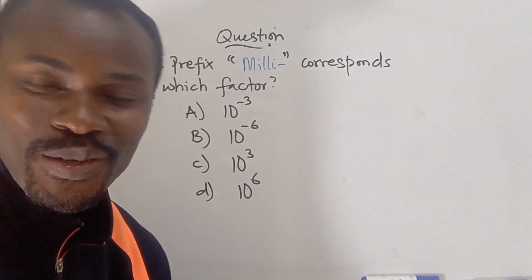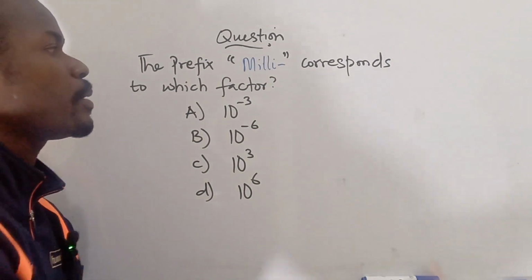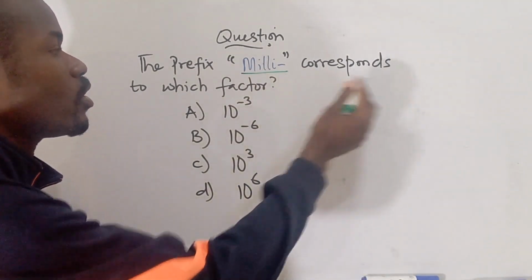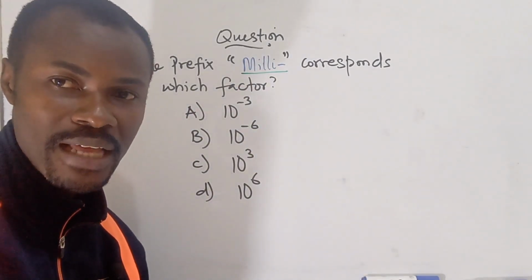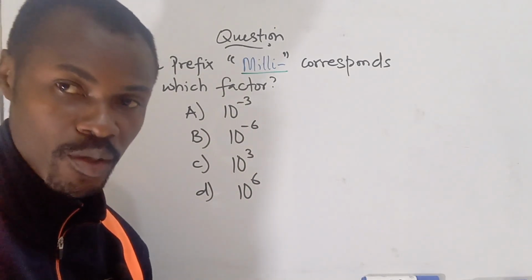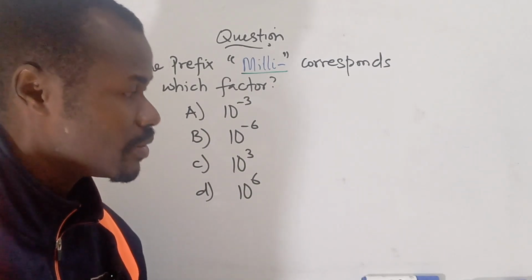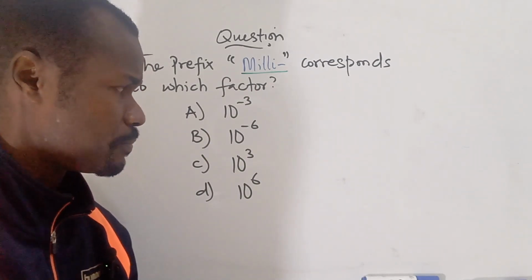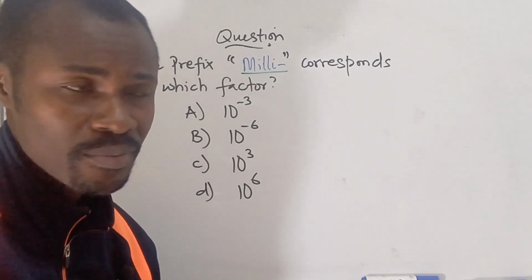All right, for question number 3, we have the prefix milli. Which factor does it correspond to? All these are factors. Now, in physics, most times we solve problems in different factors. For instance, we have kilogram.